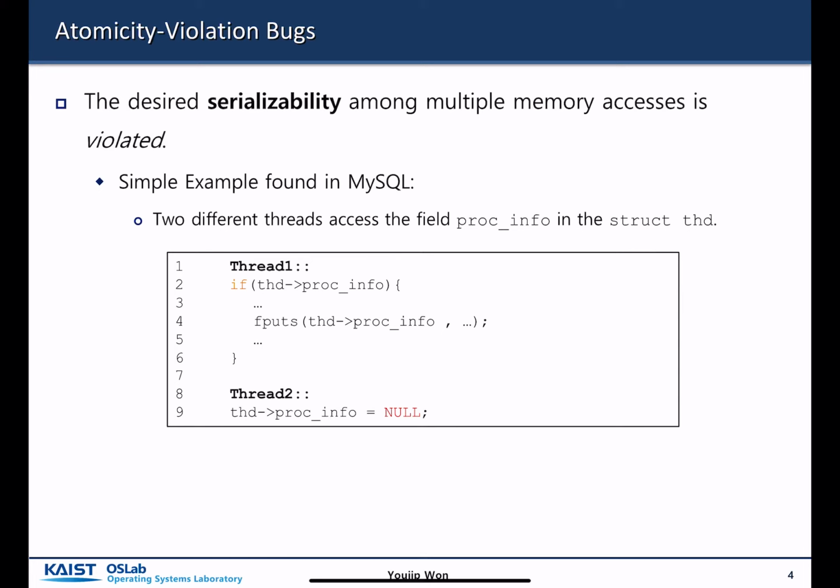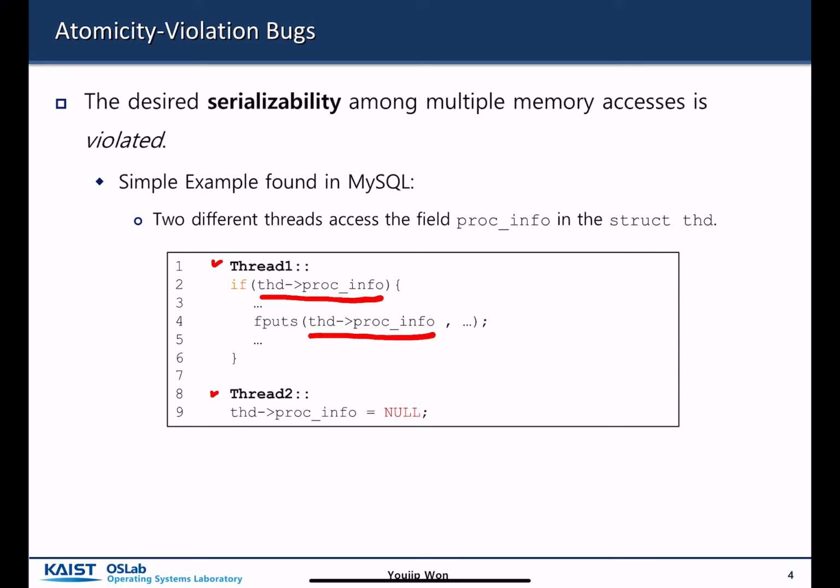There are two threads, thread 1 and thread 2. Thread 1 checks that a certain proc info is not null, and if it's not null, then it prints out the proc information. That is perfectly okay. And there is another thread, and it assigns a null value to the proc info field.